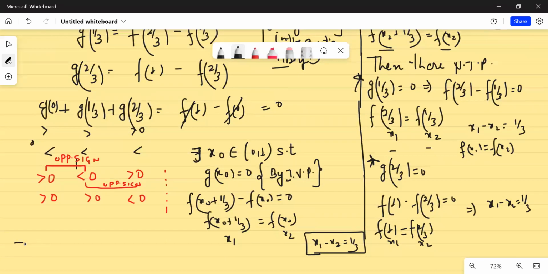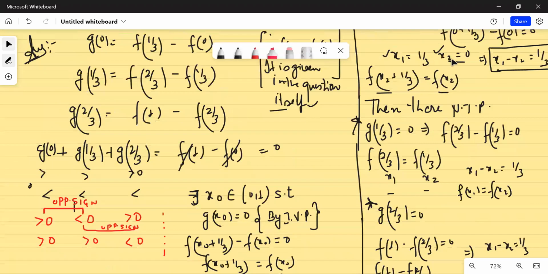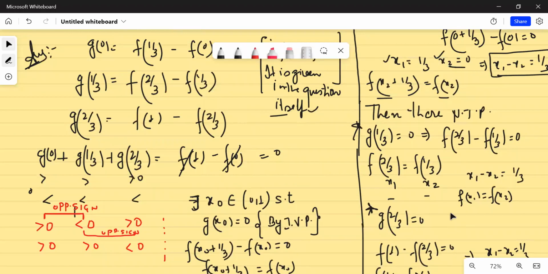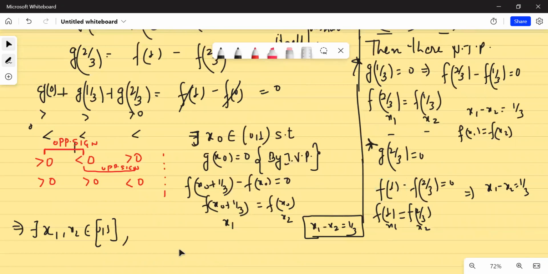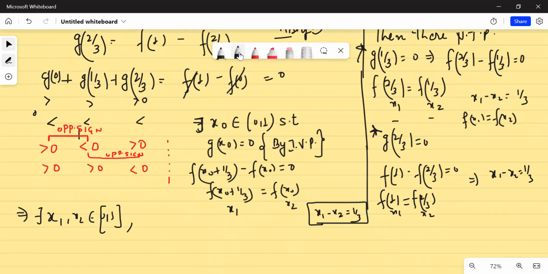So it implies there always exists some x1, x2 belonging to the closed interval [0, 1]. Why closed interval? Because there was a case where 0 was included, right? x2 is equal to 0, and here you can see x1 is equal to 1. So there were cases where they were included also, so x1, x2 can belong to the closed interval [0, 1].